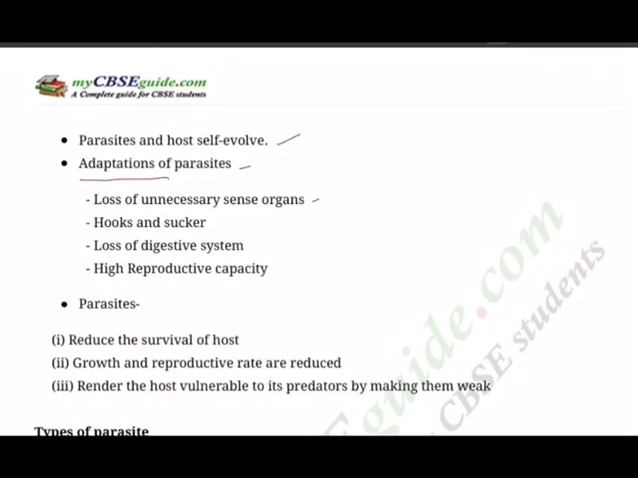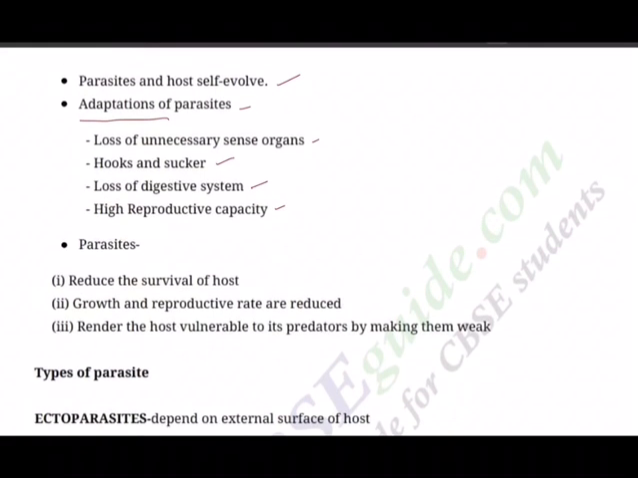Loss of unnecessary sense organs, these are the adaptations. Having hooks and suckers so that they attach themselves to the body externally, or inside, if they are endoparasites, they will attach with hooks and suckers to the intestine or stomach. And of course, loss of digestion, there is no need because food is available 24/7. And high reproductive capacity, yes, they need it, because a lot of food is available, plus they need to eat fast and cause damage to the host.